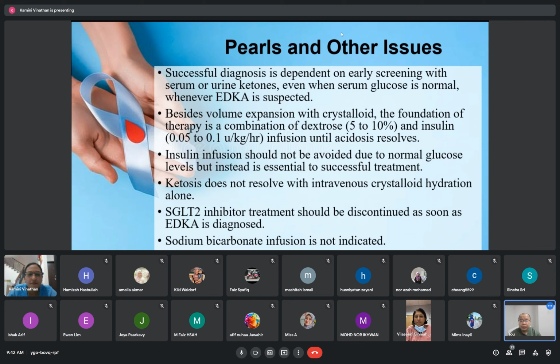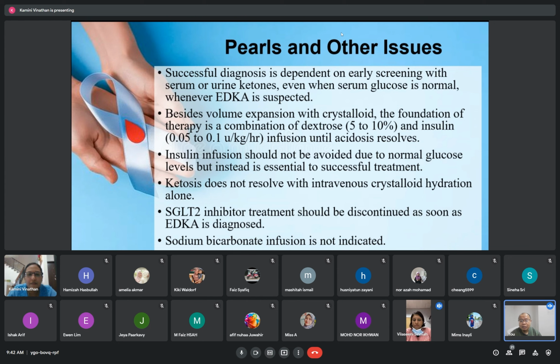Okay. So management is quite similar to usual DKA. But the main thing about euglycemic DKA is when you suspect it. Because as long as you don't suspect and don't think about euglycemic DKA, you are not going to start treatment.